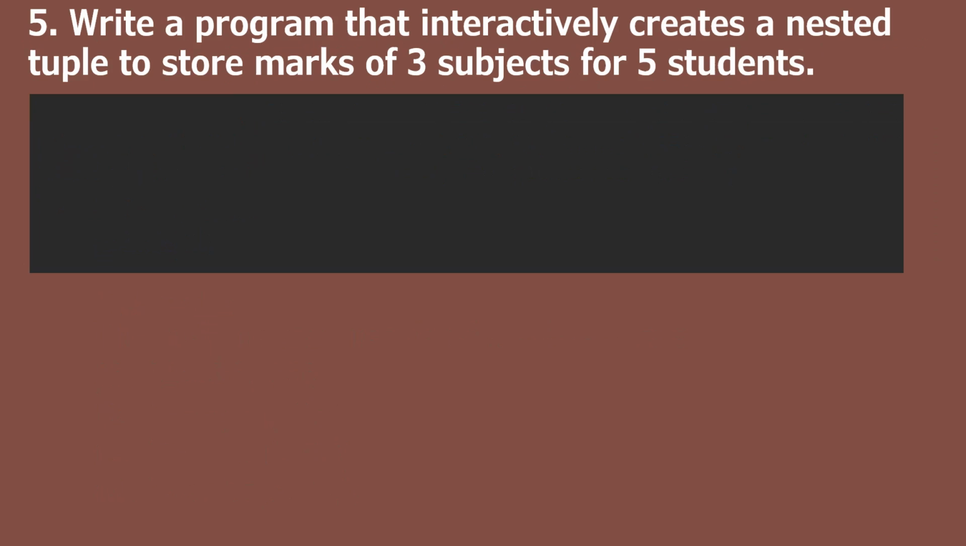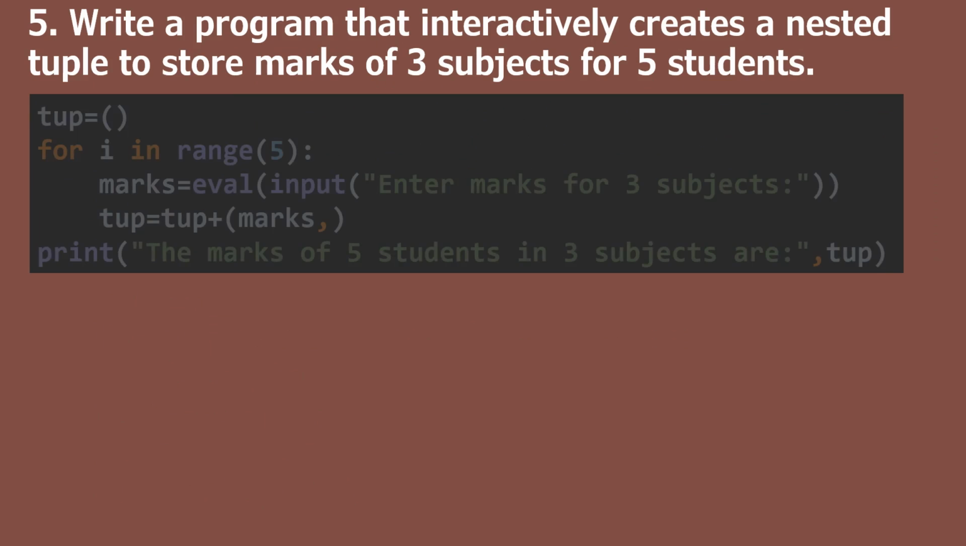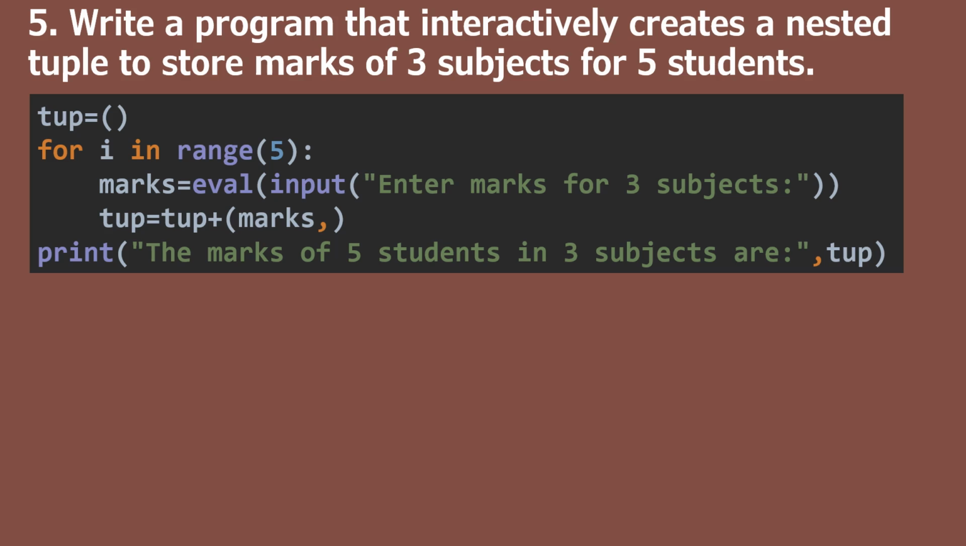Now write a program that interactively creates a nested tuple to store marks of 3 subjects for 5 students. That means you have to take the marks in the form of tuple. Okay, like this for 5 students. Each student is having marks for 3 subjects. Okay, so let's create a tuple variable, tup, which is initially blank, no value is there within this. And we have to store the marks of 5 students. That means there will be 5 elements in this tuple, and each element is again a tuple which is storing the marks of 3 subjects.